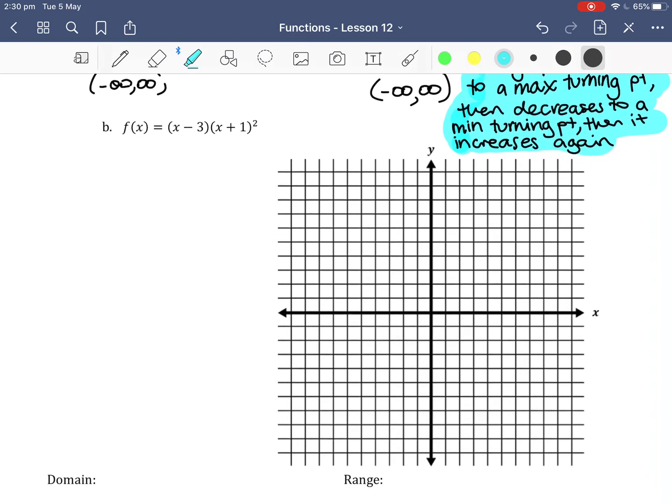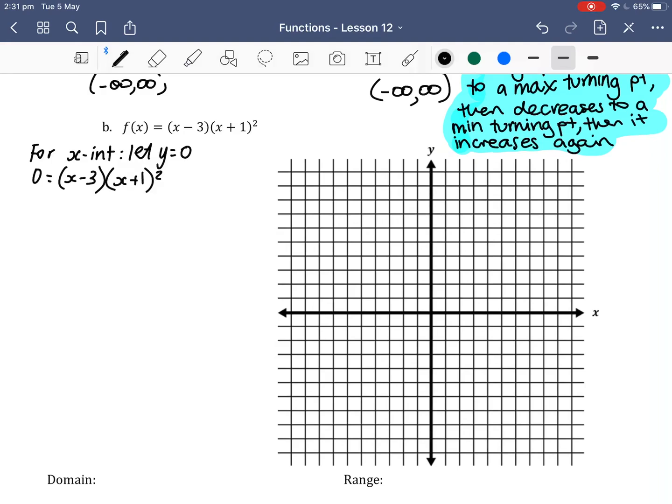Looking on to example B, what we want to do is exactly the same, but for the function of x minus 3 bracket x plus 1 all squared. So what we want to do here is find our x-intercepts. So for our x-intercept, we let y equal 0. So it's 0 equals bracket x minus 3 bracket x plus 1 all squared. So therefore our x-intercepts equal 3 and negative 1.